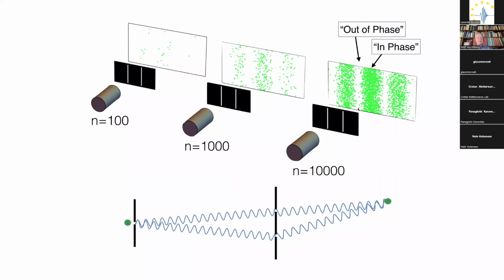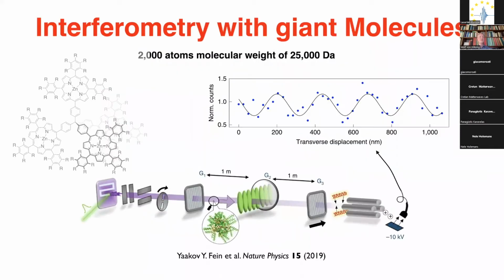And this has been demonstrated in many, many different ways with electrons, with atoms, with neutrons, and even with big molecules. Just to choose an extreme example, here is one of the most extreme that we have. It's a gigantic molecule with about 2,000 atoms and a molecular weight of 25,000 Dalton. That is, every molecule that you interfere contains about 25,000 neutrons or protons, and the corresponding number of electrons, with a gigantic funny structure.